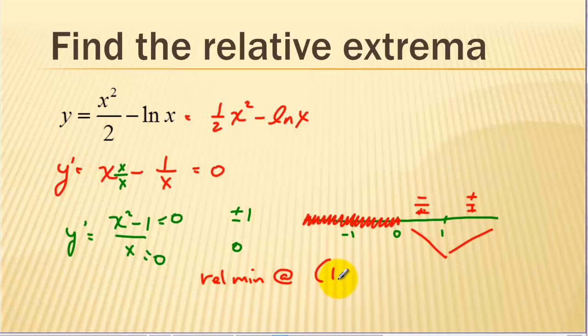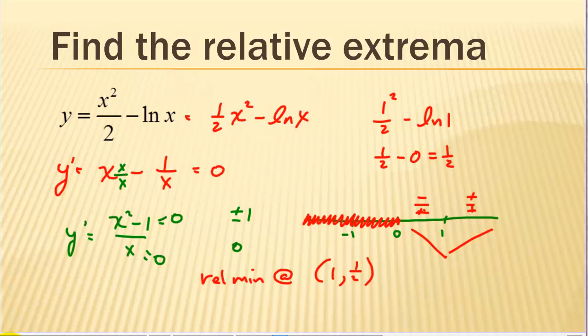at 1 comma. Now we have to calculate our y. So if we put 1 in here, our y value is going to be 1 squared over 2 minus the ln of 1. This will be 1/2 minus the ln of 1. The ln of 1 is 0, so we get 1/2. So we have a relative min at 1 comma 1/2.